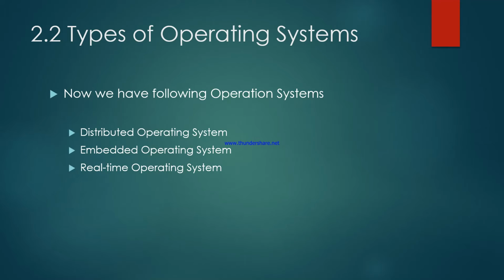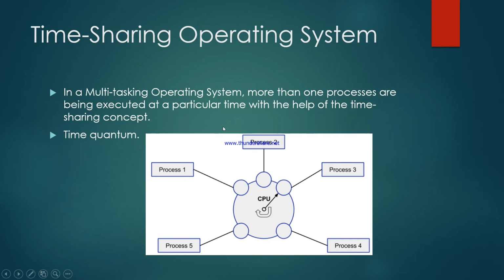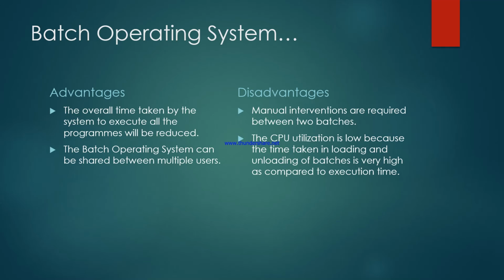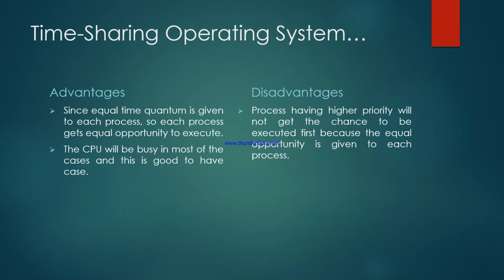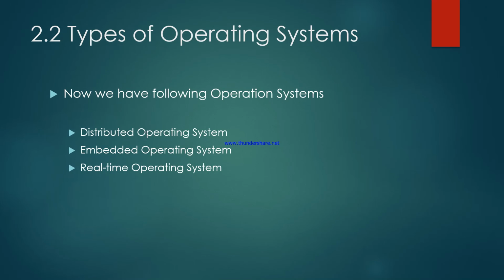Other types of operating systems are distributed operating system, embedded operating system and real time operating system. These 3 operating systems we will discuss in next class. In this class we have discussed the batch operating system and the time sharing operating system. In next lecture we will discuss the distributed operating system, embedded operating system and real time operating system. So thank you so much.